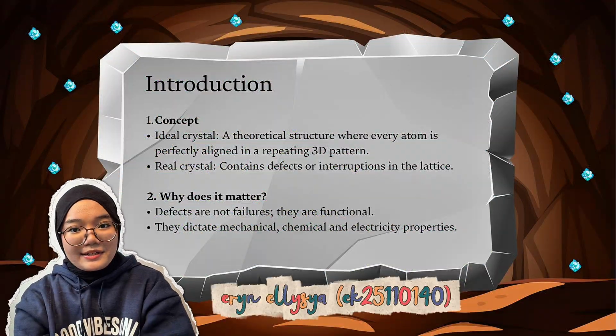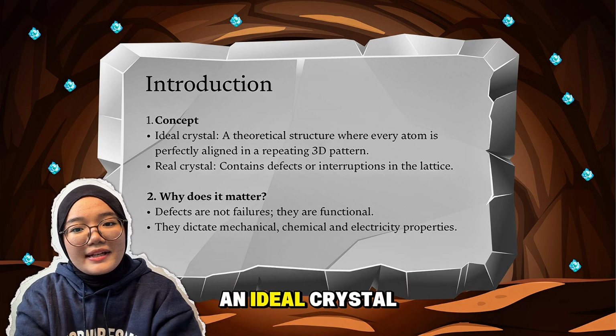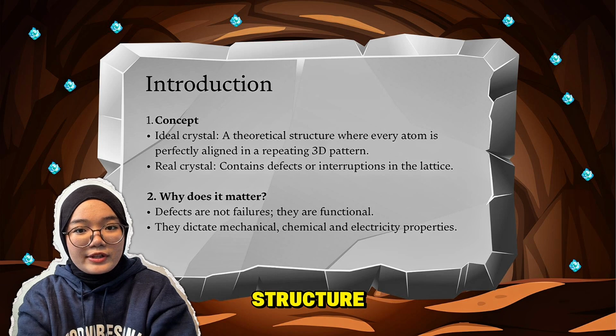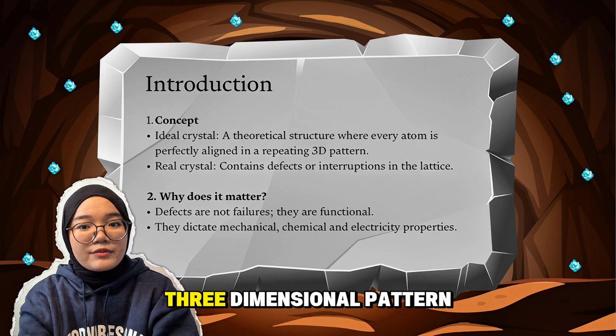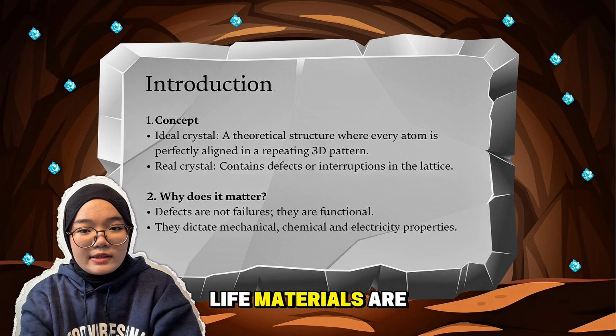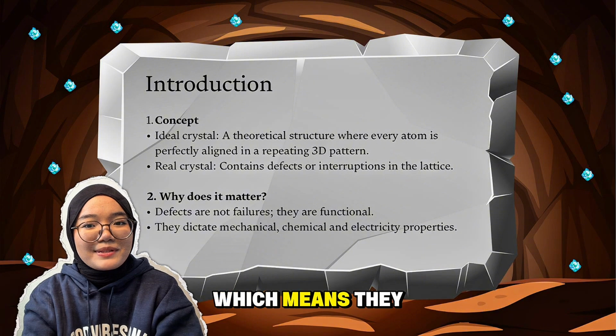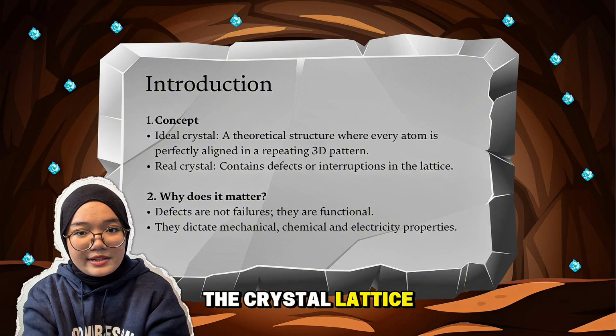My name is Erin Elisha and I'll be starting with the concept of crystals. An ideal crystal is a theoretical structure where all atoms are perfectly arranged in a repeating three-dimensional pattern. However, in real life, materials are real crystals, which means they contain defects or interruptions in the crystal lattice.